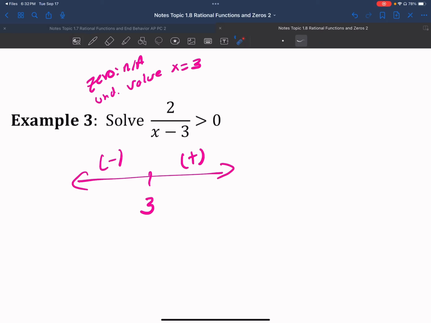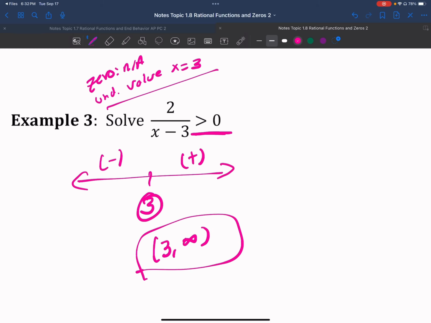After that, I'm going to circle that because that one is an undefined value. It will never be included as part of our answer. But on this problem, it doesn't matter because I want the numbers to be greater than 0. So my final answer will be 3 all the way to infinity.